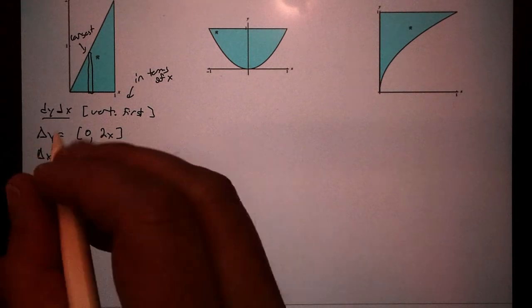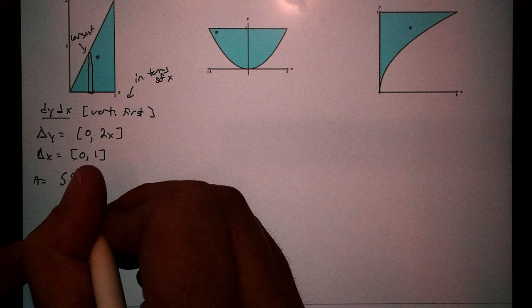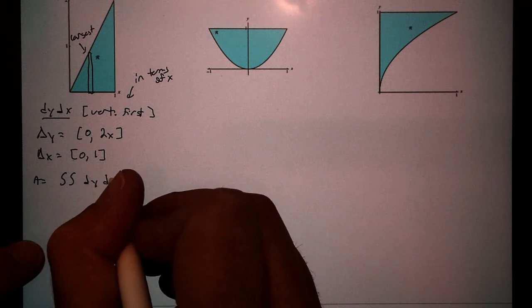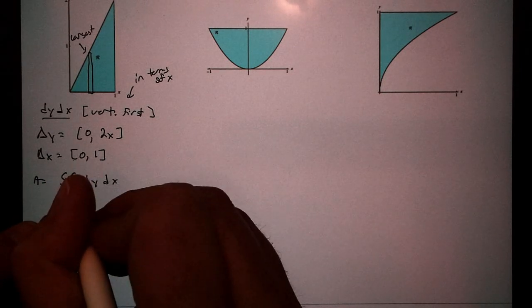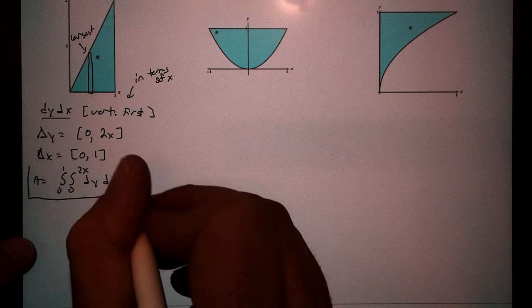So I can write my integral now. My area would be the double integral dy dx. The y's go from 0 to 2x and the x's go from 0 to 1. That's one way I could write it.